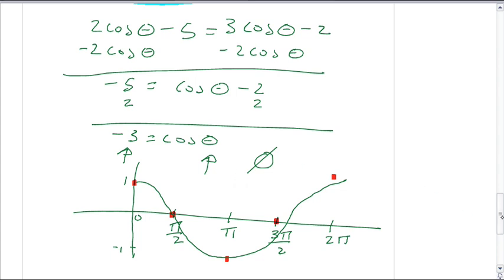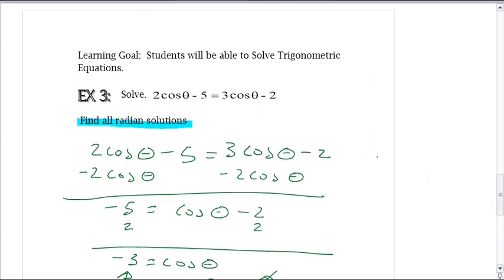Let's go up and see what our learning objective was and see if we met it. Students will be able to solve trig equations. I believe with a little bit of practice you're going to be excellent at this.